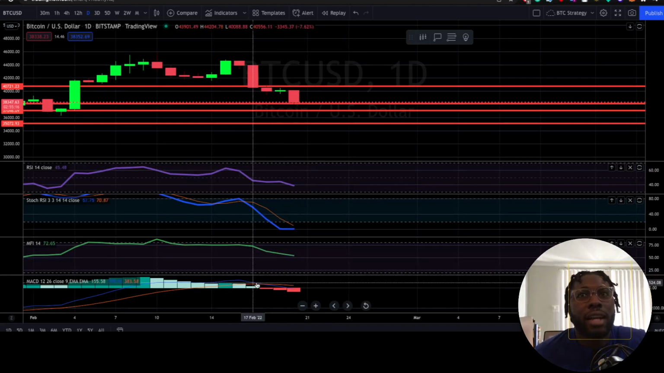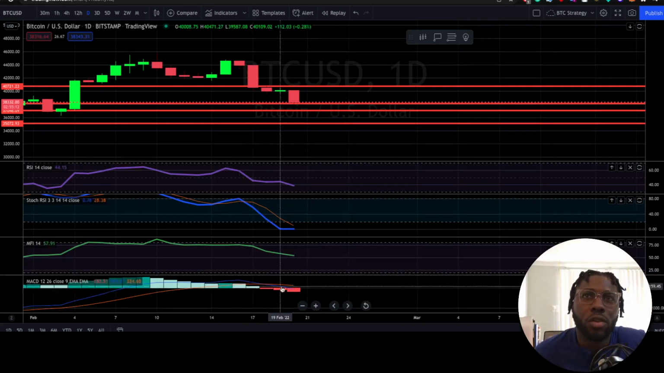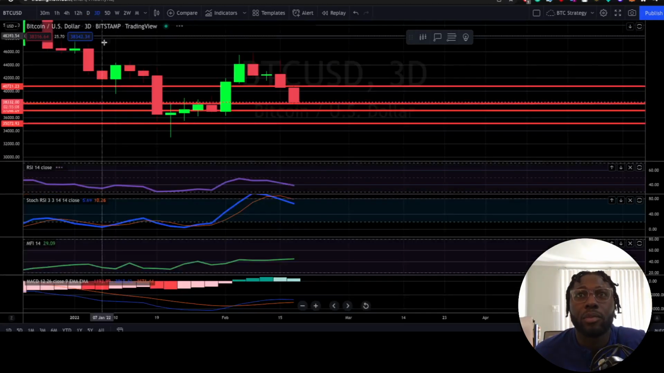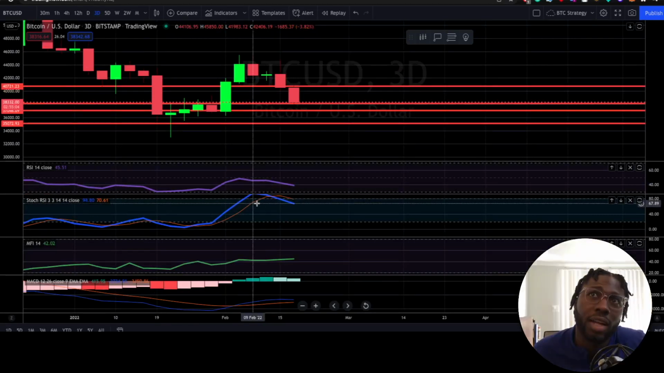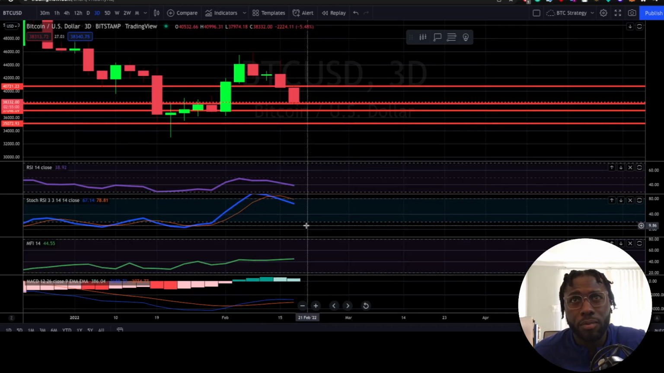Looking at the MACD, the trend is still downwards. How do we know the trend is downwards? The orange is over the blue. Now let's go to the 3 day. On the 3 day chart, from the stochastic RSI, we have the orange over the blue. So that means price is going downwards.